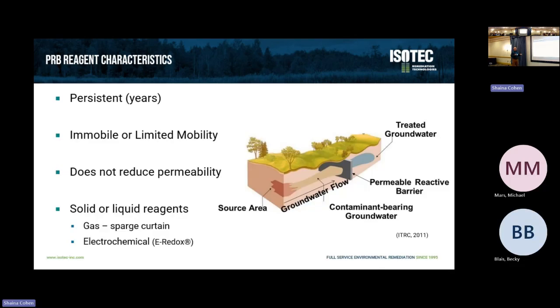It also can be electrochemical. I was involved in a pilot test project earlier this year where we used an e-redox technology to create essentially a fence line, where chlorinated VOCs move through it, but it does meet the definition: it's permeable, it's reactive, and it's a barrier.